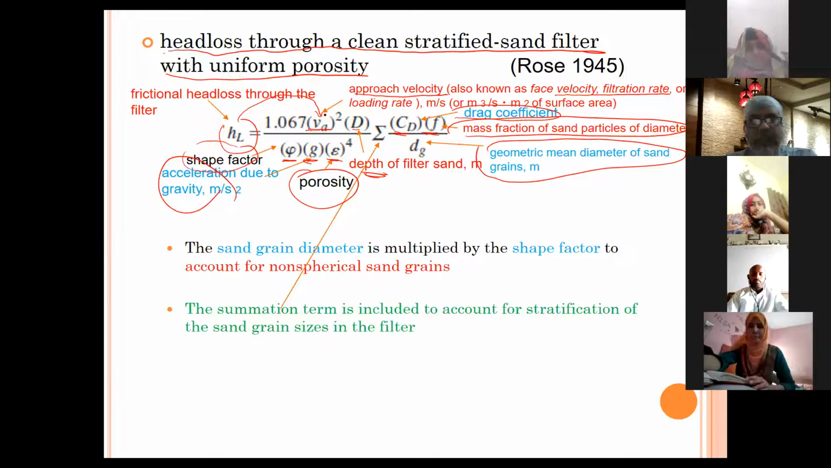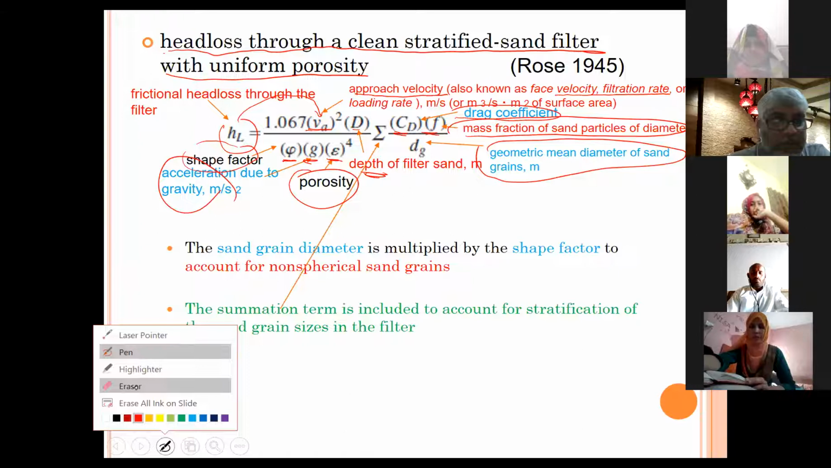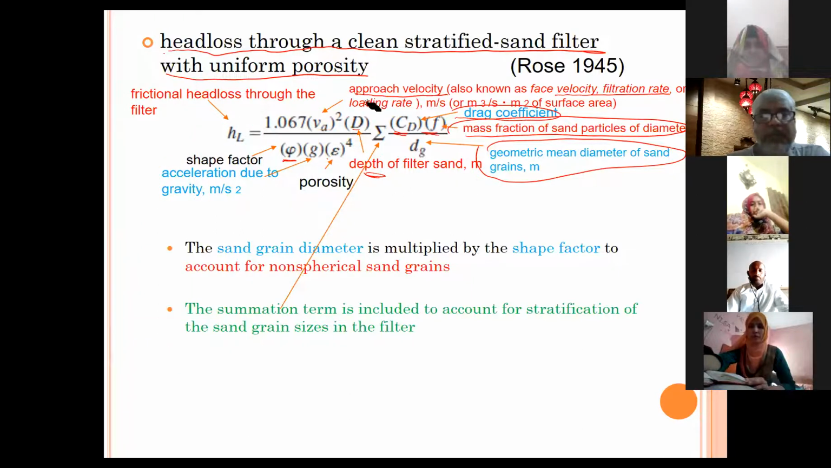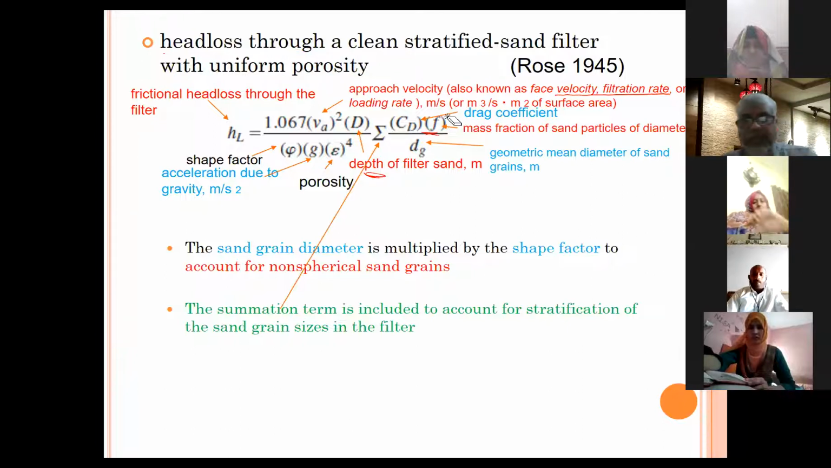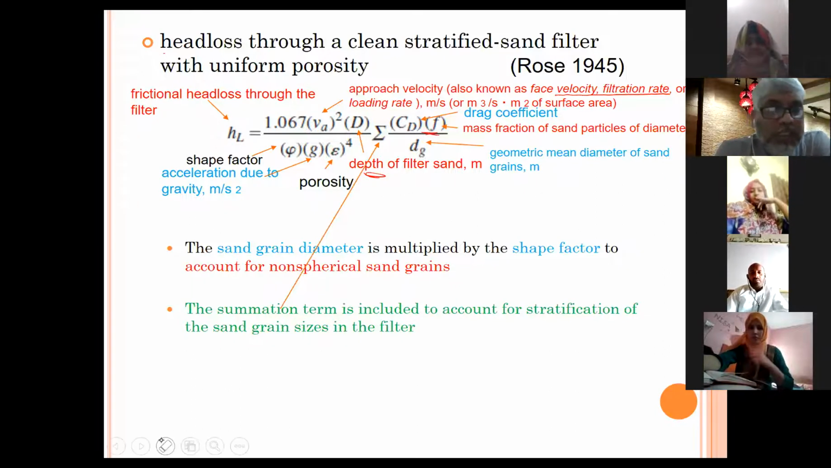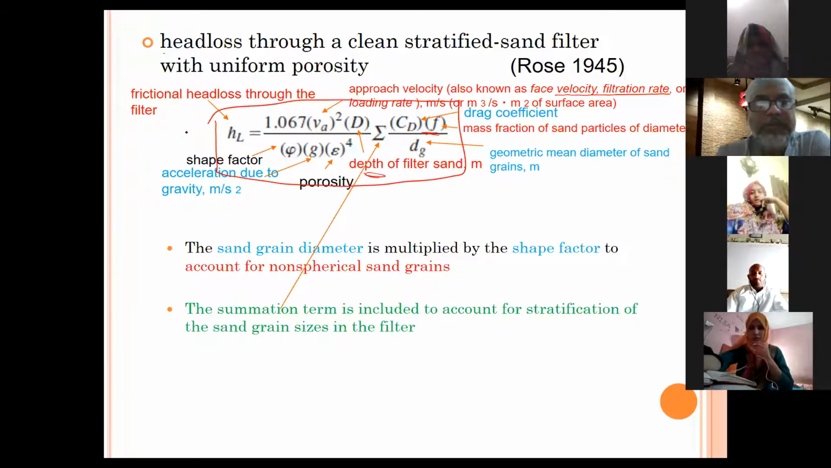Do you understand? Does anyone have any question about this equation? Are you following whatever I am talking about? So we will use this equation for calculation of head loss.